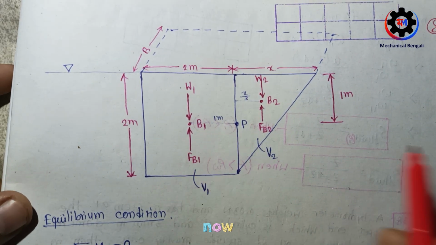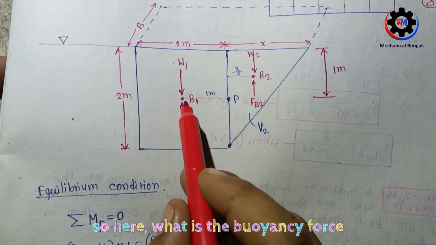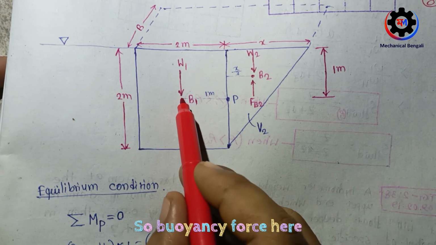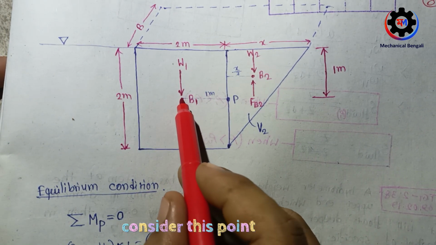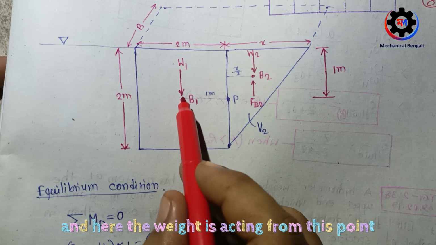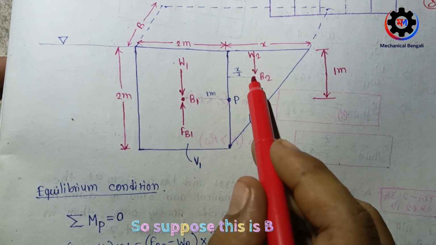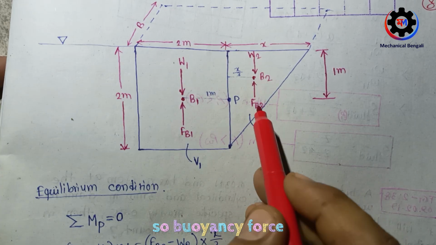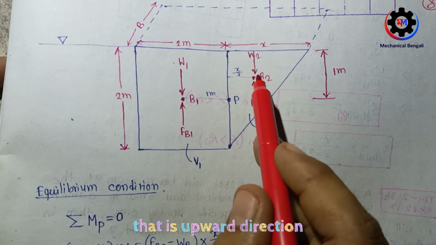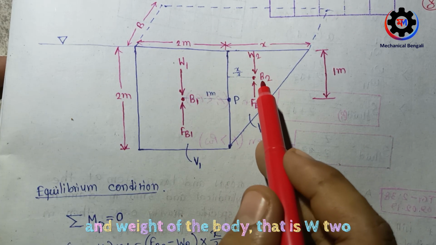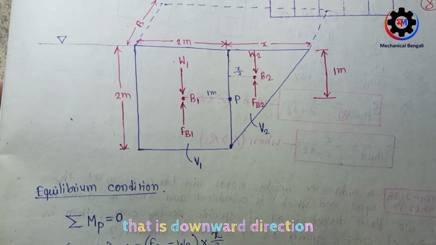Okay, now what is the buoyancy force? Consider this point is B1, and here the weight is acting from this point, and buoyancy force will be in the upward direction. Suppose this is B2, so buoyancy force, that is FB2, is in the upward direction, and weight of the body, that is W2, is in the downward direction.